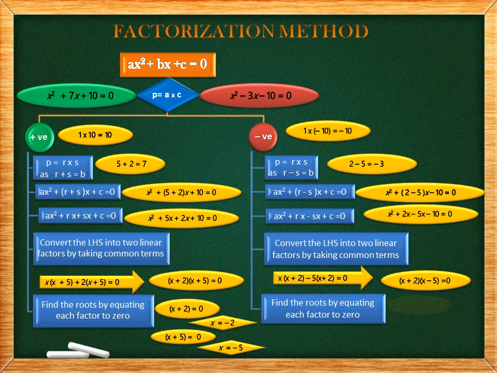Now as we have done previously, we will equate each factor one by one to 0: x plus 2 equals 0 or x minus 5 equals 0. Any one of these must be 0 to satisfy this equation. So if x plus 2 is equal to 0, then x equals minus 2, and if x minus 5 equals 0, then x equals 5. So x equal to minus 2 or 5 are the roots of the equation x square minus 3x minus 10 equals 0. So this was the working of this method.